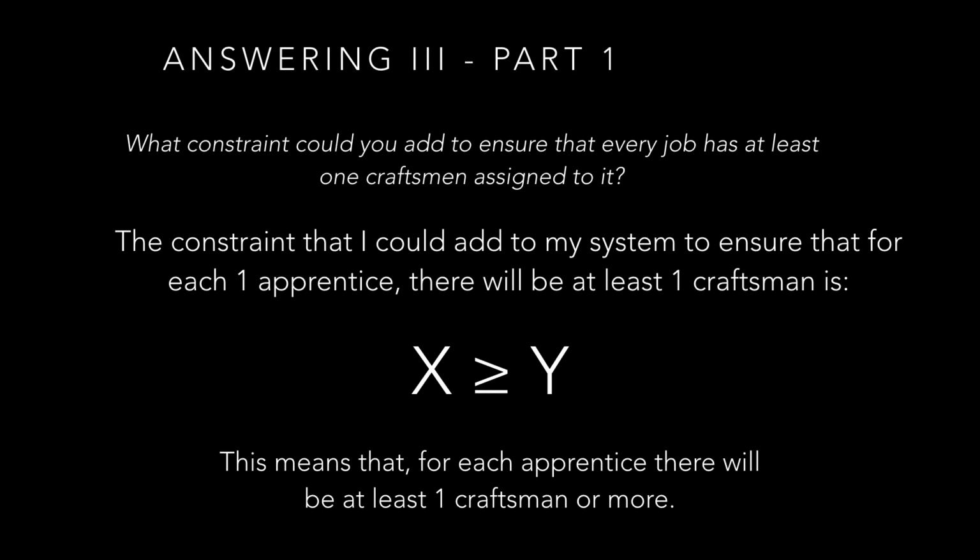Answering 3, Part 1. What constraint could you add to ensure that every job has at least one craftsman assigned to do it? The constraint that I will add to my system to ensure that for each one apprentice there will be at least one craftsman is x greater than or equal to y. This means that for each apprentice there will be at least one craftsman or more.